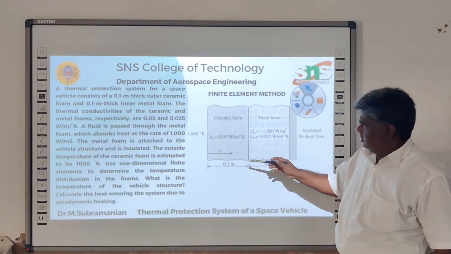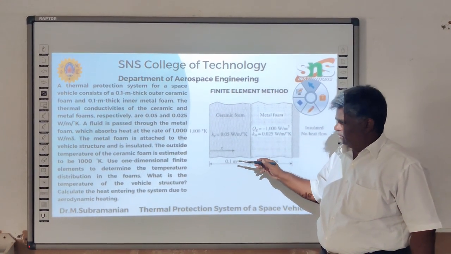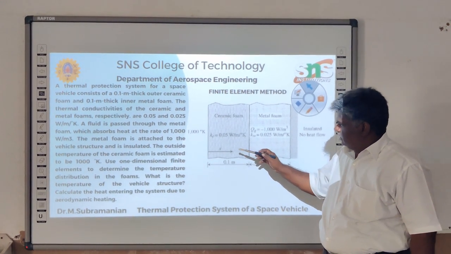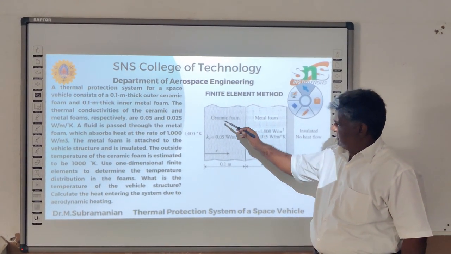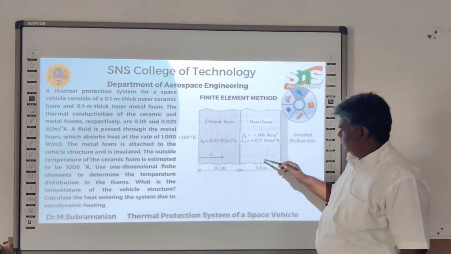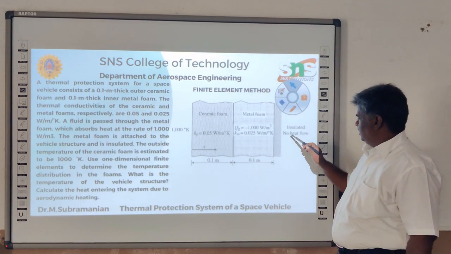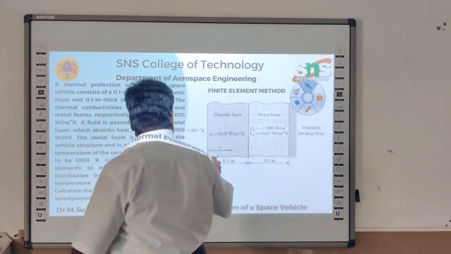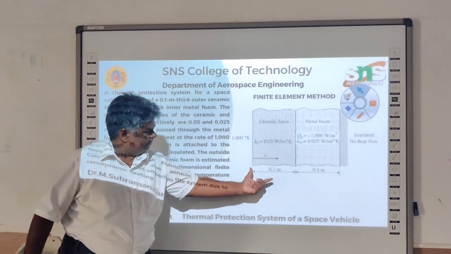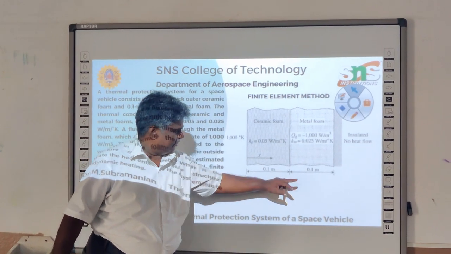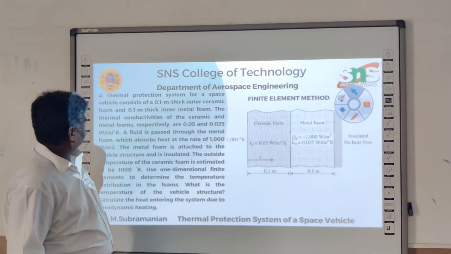The diagram shows the ceramic foam and metal foam. Using a finite element analysis discretization approach, we can use a one-dimensional FEA model. The ceramic foam is taken as one element, and the metal foam we can divide into two elements. The end is insulated, so there is no heat flow. The x direction is one-dimensional. The element length of the first one is 0.1 meter, then elements 2 and 3 are 0.05 meters each.